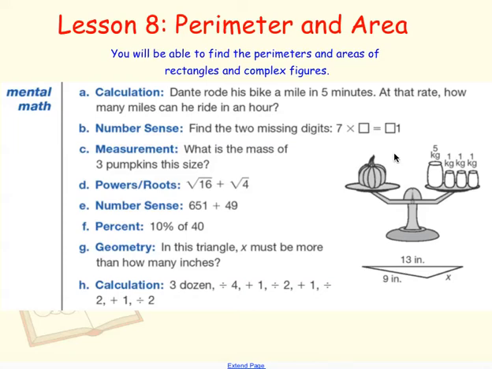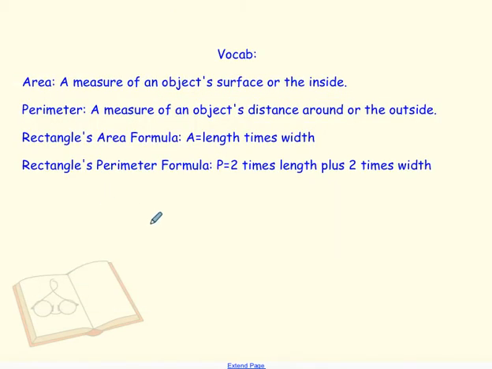Course 3, Lesson 8 is all about perimeter and area, specifically looking at complex figures to find the perimeter and area. So just to remind ourselves of some important vocabulary terms in this lesson, area is talking about the inside of a figure, whereas perimeter is talking about the distance around the outside. Kind of like area is if you wanted to paint a wall all the way around, or all over, whereas perimeter is maybe you put a border all the way around the wall.